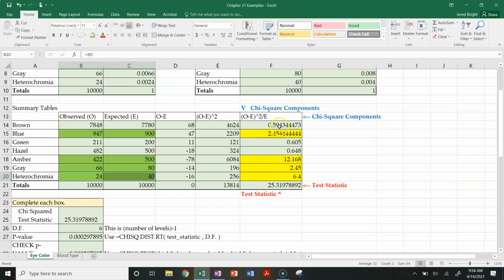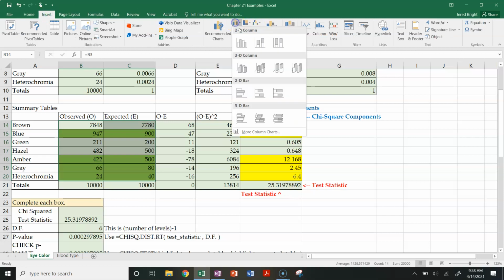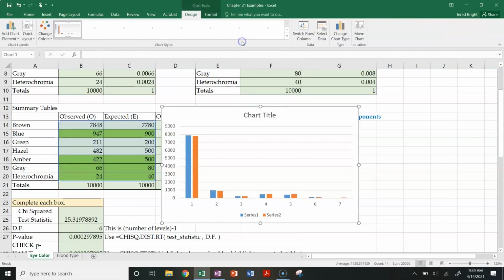Another nice way, rather than just looking at the pure numbers, is to make a chart. I highlight the observed and expected and insert a bar chart. Sometimes just a 2D chart will suffice, and I'm not going to pretty this up, but I would include all the labels and proper legends. For now, we can just say that the blue is observed and the orange is expected. This version might be insightful when you have smaller sample sizes, but here, since I have such a large sample, it's really not too insightful.